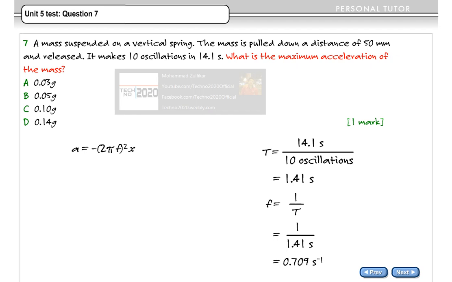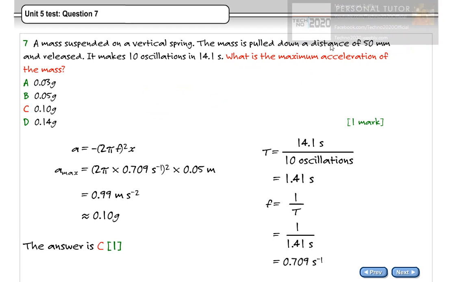Now the maximum acceleration will be when the mass is at its maximum displacement of 50 millimeters, or 0.05 meters. Substituting in the simple harmonic motion equation, we get this expression. And from this we can calculate the maximum acceleration to be 0.99 meters per second squared, which is about 1/10 of the acceleration due to gravity. So the answer is C.